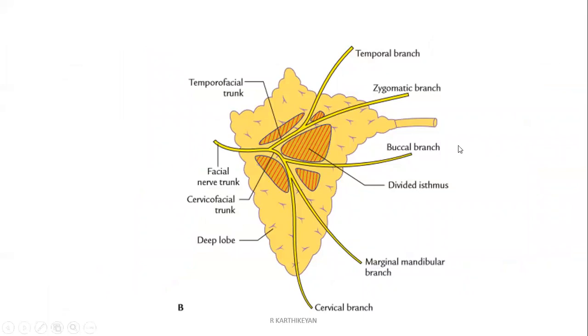So this you would have seen in the parotid gland. It comes out of your stylomastoid foramen. It enters the posteromedial aspect of your parotid gland. It is going to divide into these particular branches, as you have already seen in the parotid gland.